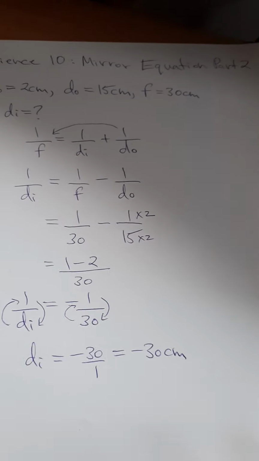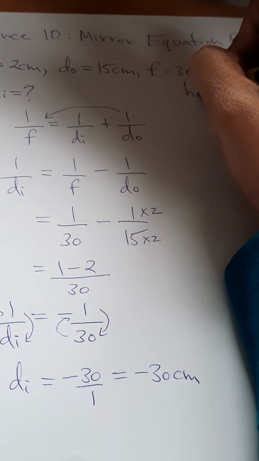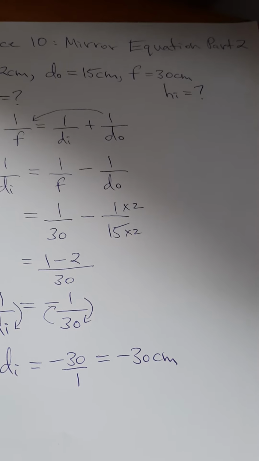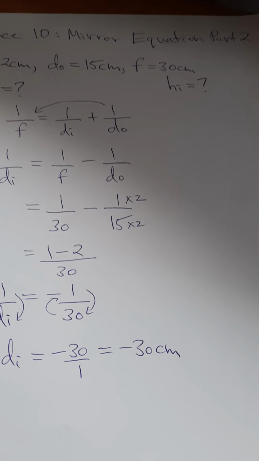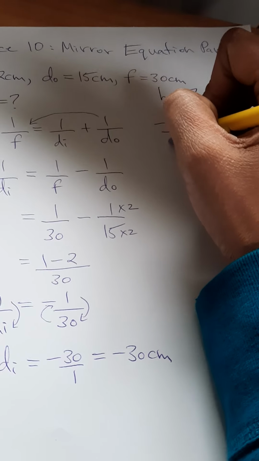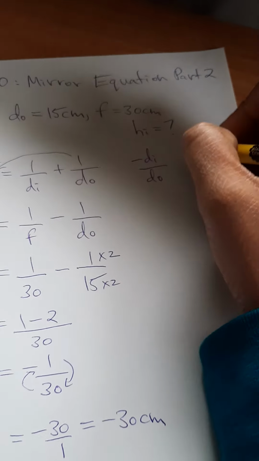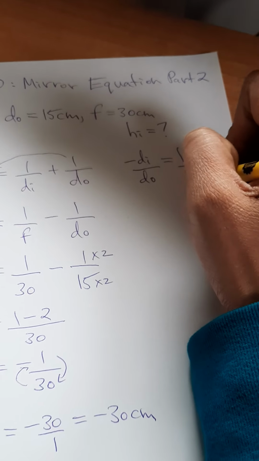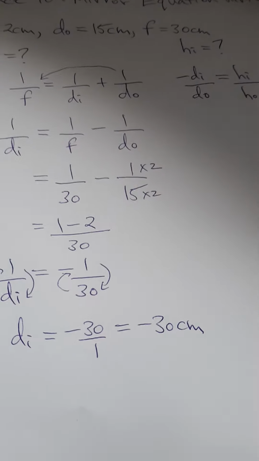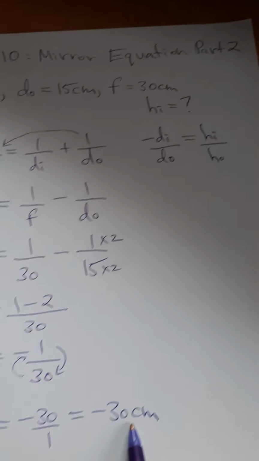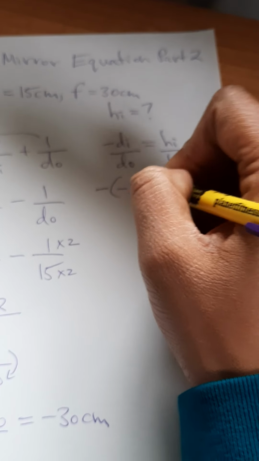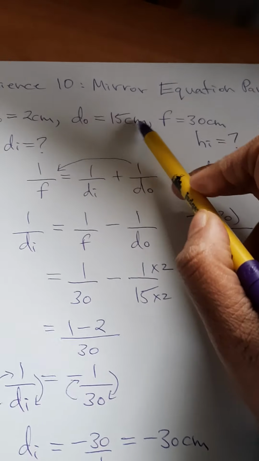All right, so for the second part, let's just write it on the same side here, because it is asking how high or how large is the candle image. So the height of the image. This is the formula: negative di over do equals hi over ho. What we're going to do now is just plug in the values. We see that our di value here is negative 30. So this negative is actually part of the equation. So negative 30, and the do distance is given as 15.